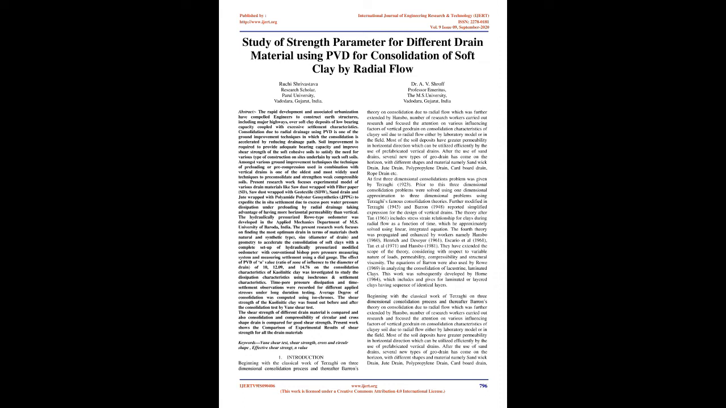The shear strength of the kaolinitic clay was found out before and after the consolidation test by vane shear test. The shear strength of different drain material is compared, and also consolidation and compressibility of circular and cross-shaped drain is compared for good shear strength. Present work shows the comparison of experimental results of shear strength for all the drain materials. Keywords: vane shear test, shear strength, cross and circular shape, effective shear strength, and N value.